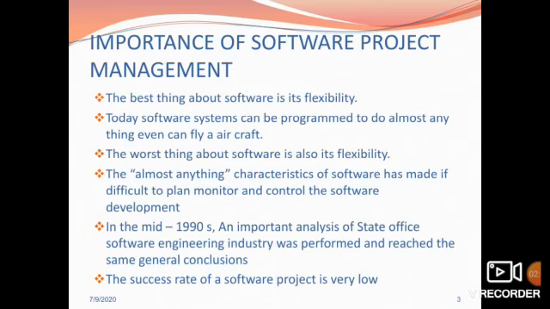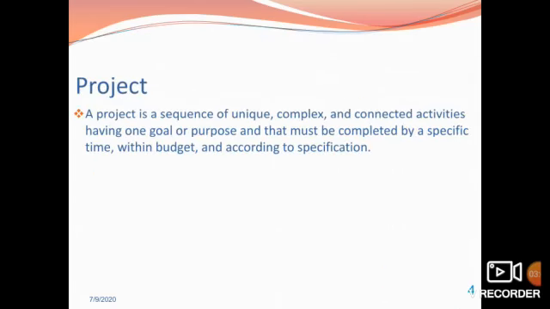In the early 1990s, an important analysis of the state of the software engineering industry was performed and reached the same general conclusions: the success rate of software projects is very low. Actually, what is the meaning of a project? A project is a sequence of unique, complex, and connected activities having one goal or purpose, that must be completed by a specific time, within budget, according to the specifications. First, planning is the most important. Parallelly, cost and time are also the most important in a software project.